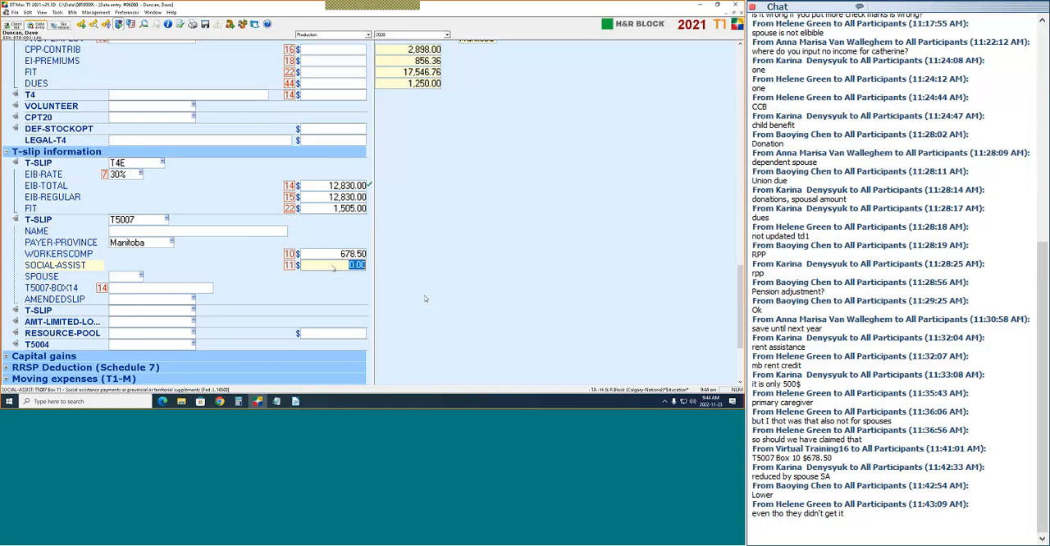All right, so we're going to do workers' comp. In this case, it's workers' comp. It is a tax slip. We're going to double check our data entry. Did I give you the right number? It is 678.5. I did. Put a check mark on the first number box, which is box 10.